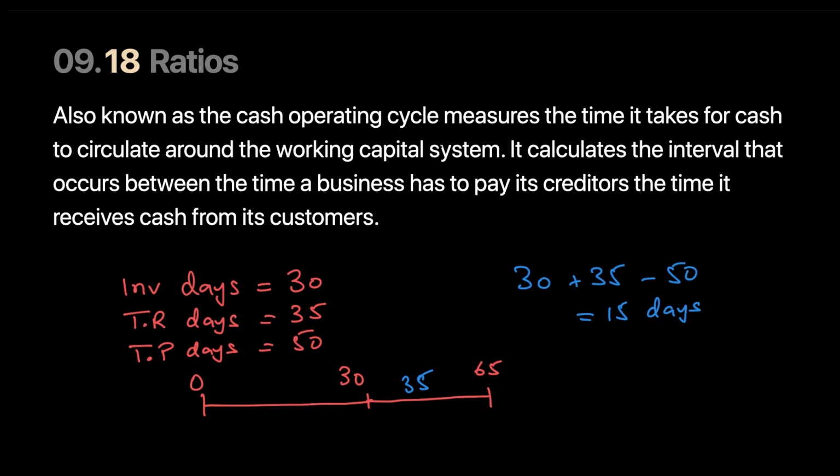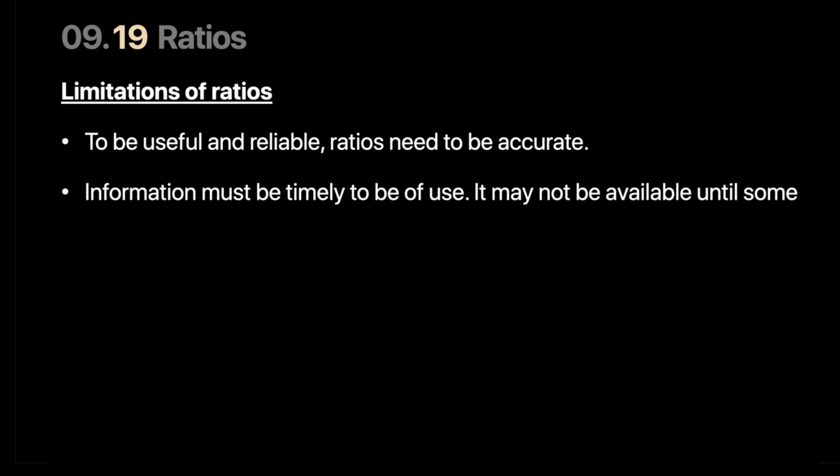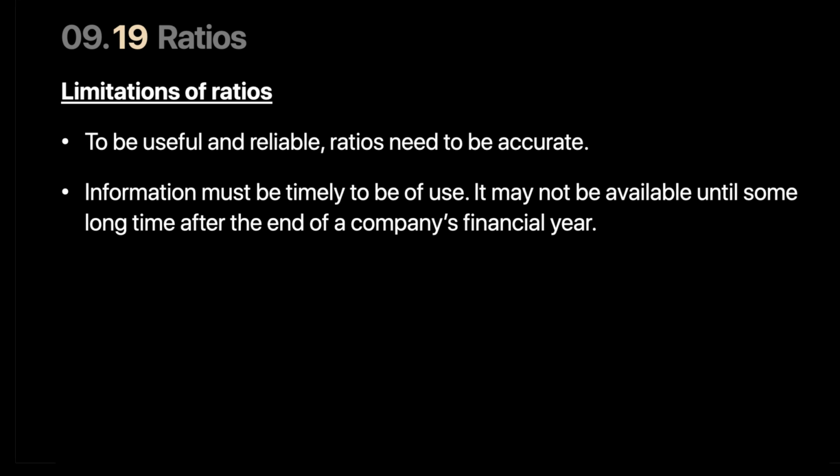So, let me also show the limitations. Okay, few points to remember. Number one, ratios will only be reliable if the numbers are accurate. So if there's any distortion in your number, ratios will not be reliable. Okay, besides that, information must be timely over here. All right, so let's say that some information comes with a lag, so that can cause some issue in analyzing or interpreting your ratios.